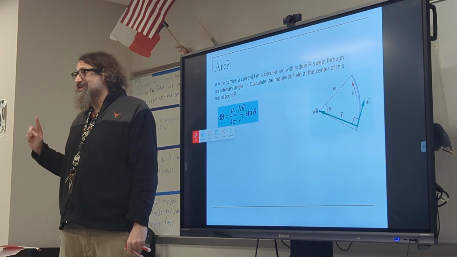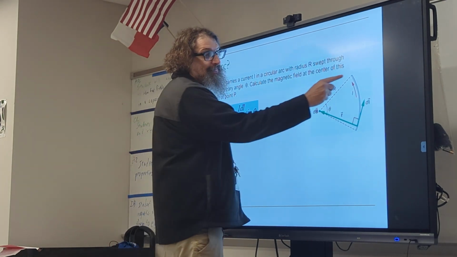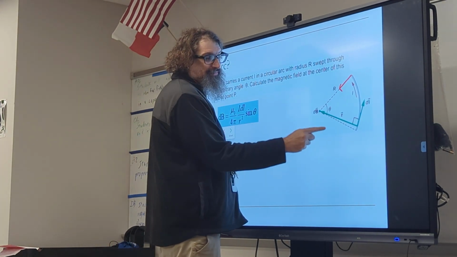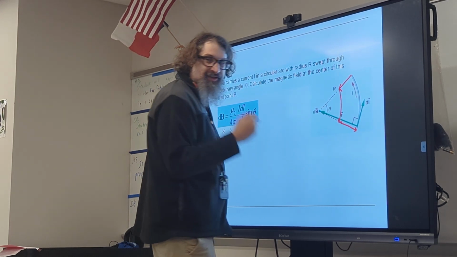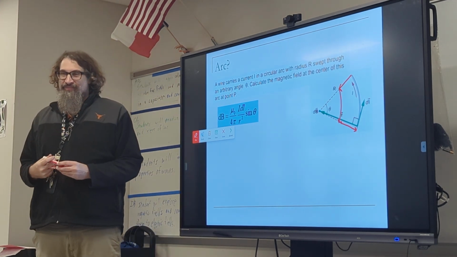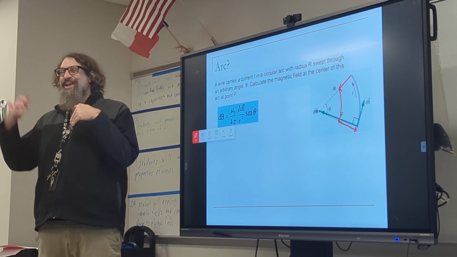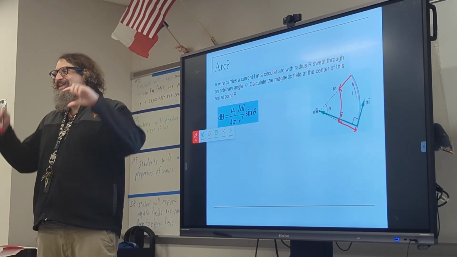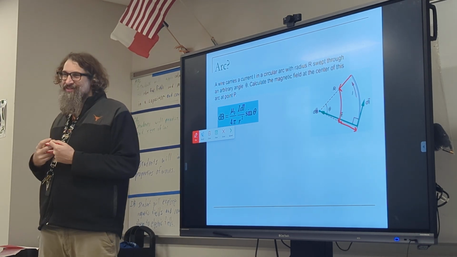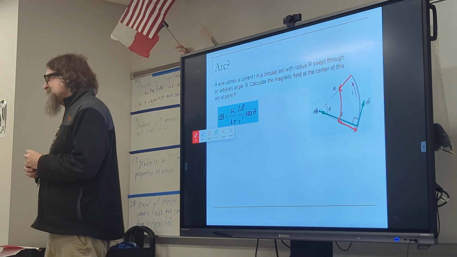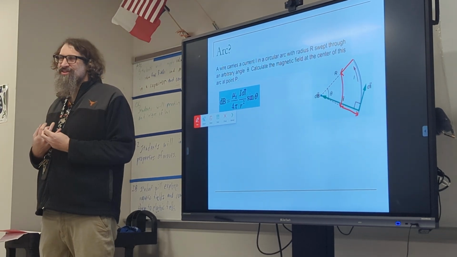Now, the hardest question is this arc. It is a loop that has an inner arc, an outer arc, and 2 lines that go outwards. Good luck. Let's do the easy ones first.